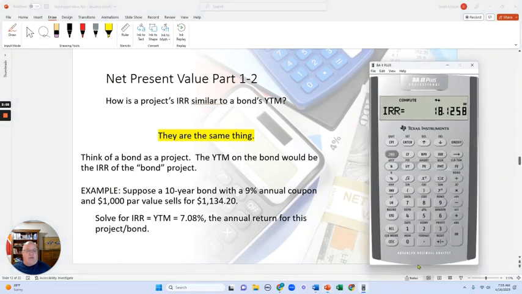First things first, let's solve for the bond. I'm going to clear the screen, and then clear the time value of money function of my calculator. This is a 10-year bond with a 9% annual coupon, so $90 is the payment, 0.09 times 1,000. Face value is 1,000, that is the future value. And it sells for $1,134.20. Make sure we put a negative in front of it, otherwise we'll get an error 5, as the cash outflow present value right now. When we compute the I/Y, we'll get 7.082%.